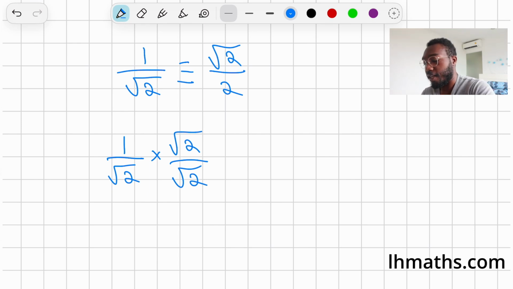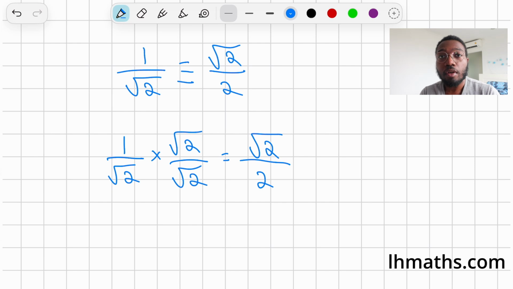So if we work this out, 1 times root 2 is root 2. And from our previous lesson, we know that root 2 times root 2 is simply 2. Now we have simplified it down, we have rationalized the denominator. So we know that 1 over root 2 is equal to root 2 over 2. And feel free to use your calculator. If you put 1 over root 2 into your calculator, it will just give you root 2 over 2. The calculator will always give it to you in the rational form.